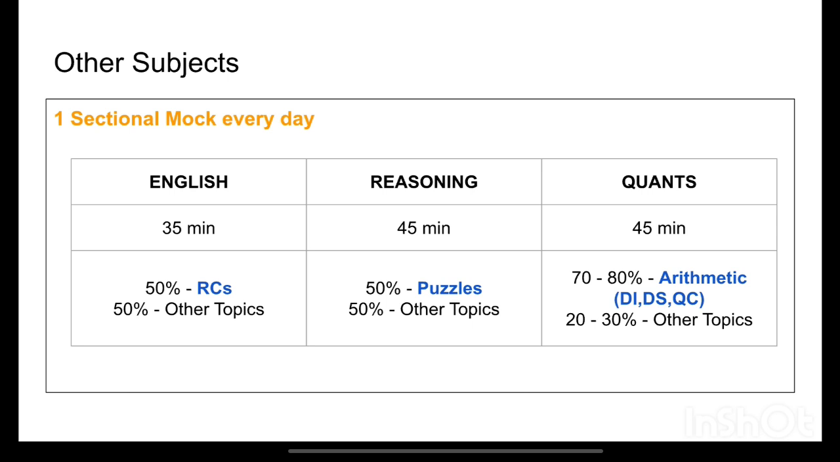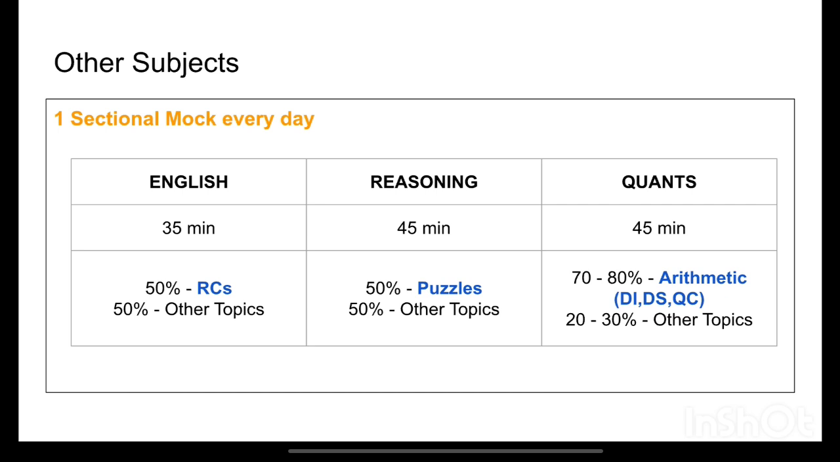Now talking about reasoning. Reasoning, you'll get 45 minutes, and we all know reasoning will be mostly dependent on puzzles. So here you will be breaking down 50% of time allocation for puzzles, 50% for other topics, which includes logs, your rest of the direction based, blood relation, other things which includes will take the 50% of time allocation. Again, same process. After you attempt a certain number of sectional mocks, you'll understand and you can change your allocation of time. Now moving to quants.